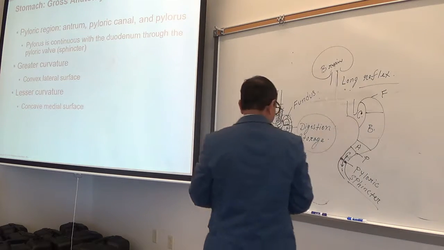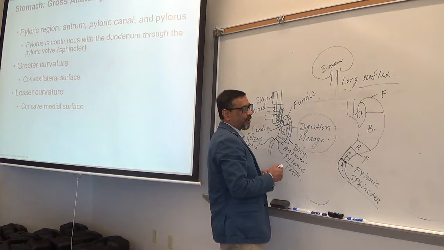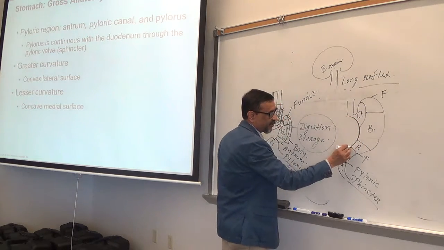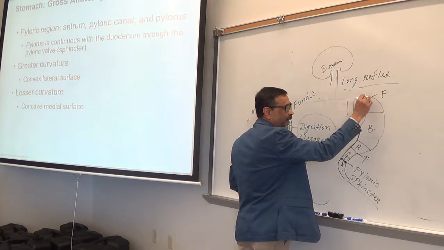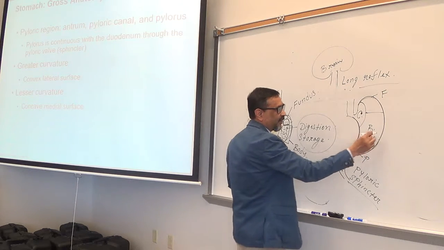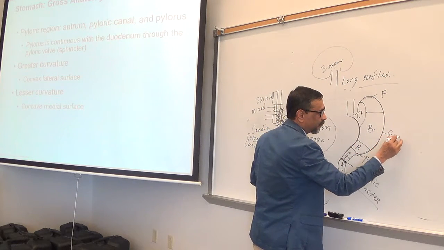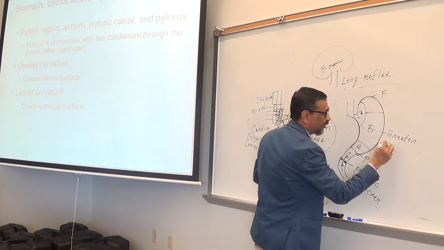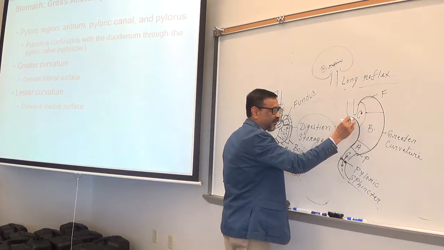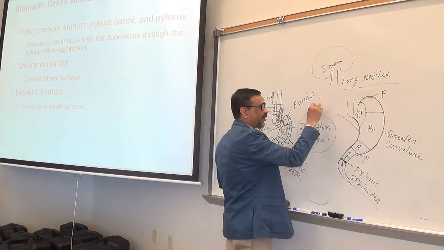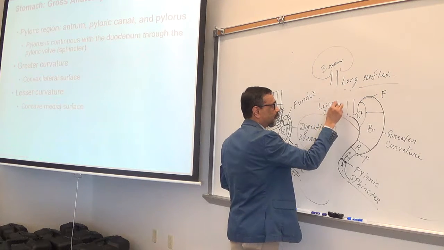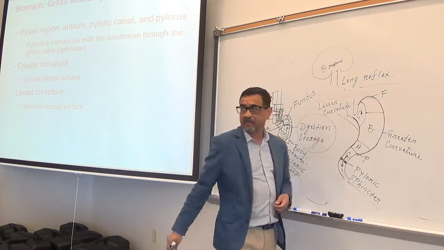Now, you see, the stomach has 2 curvatures. This is called the lesser curvature, the smaller one, and this big other one is the greater curvature. Okay, so this is the greater curvature, that makes sense, and this one is the lesser curvature. Okay, so 2 curvatures.